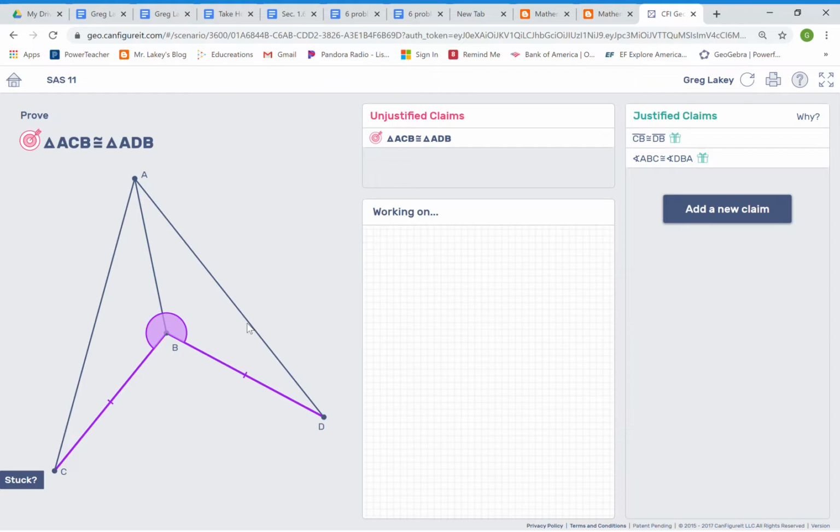If we go over the justified claims, they've given us here that segment CB is congruent to segment DB, and they've given us that angle ABC is congruent to angle DBA. Of course, like I said, the names of the problems can sometimes give away side angle side, but if we look at what we're given here, it sets it up. We know we're not doing a hypotenuse leg because we don't have a right triangle. We know we're not doing side just because they gave us an angle.